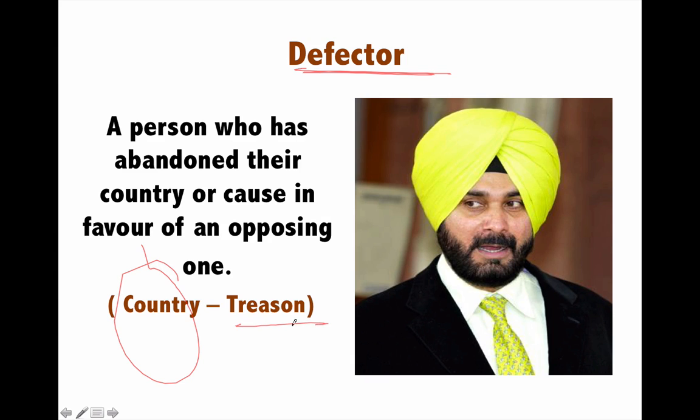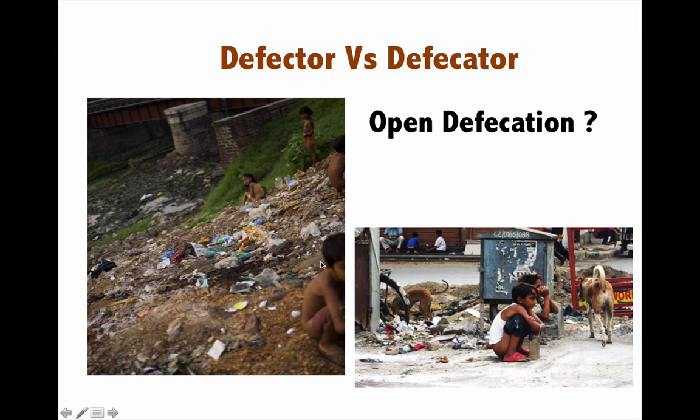So treason is when you cheat your own country. There are severe punishments in almost all countries for treason. Now please note that a defector is a person who goes over to the other side, but a defecator is different. Defecation means when you relieve yourself in the morning, when you go to the toilet to relieve yourself. And open defecation means when you do it in the open.